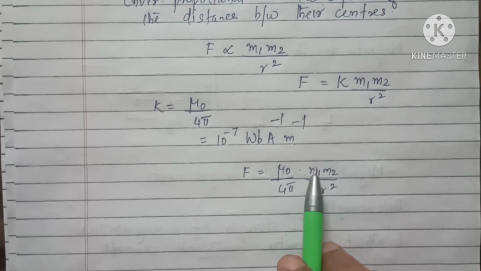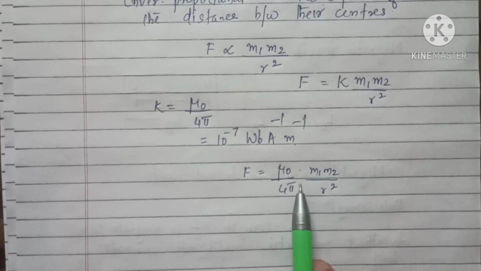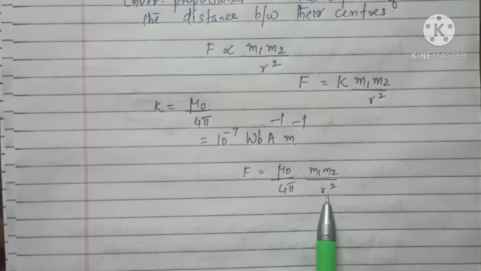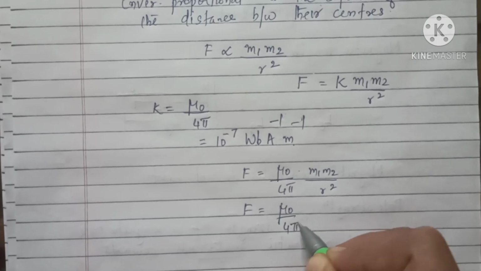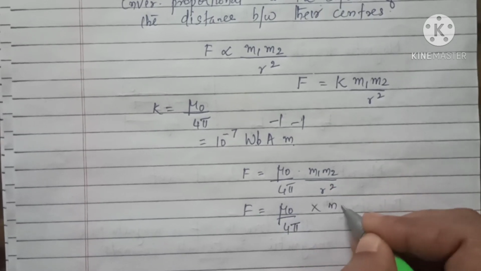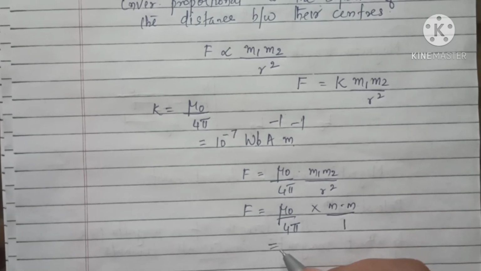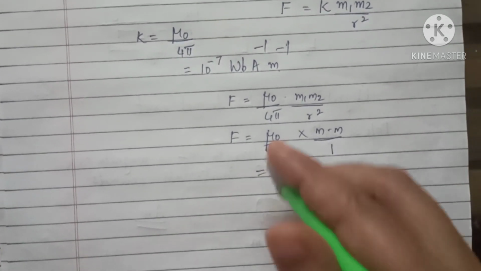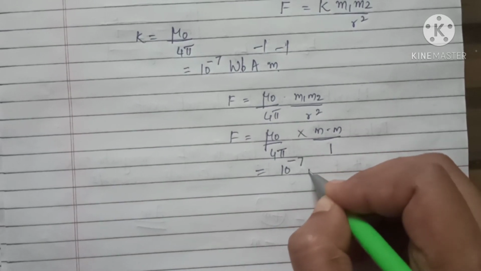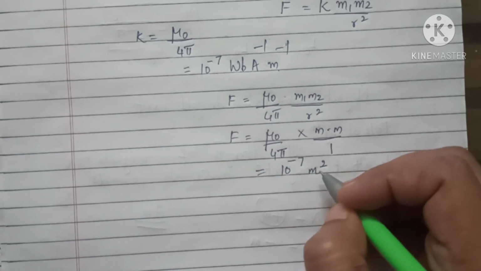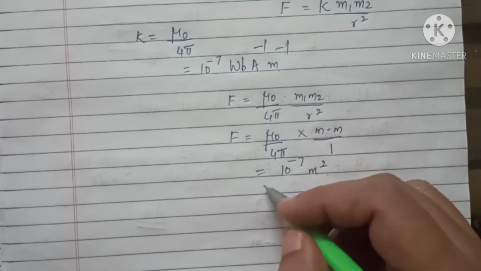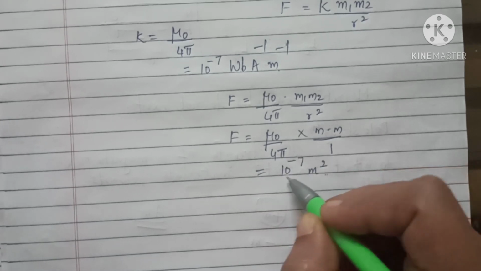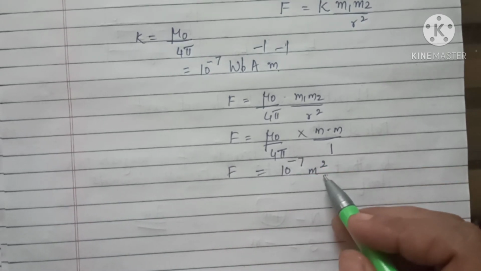Okay, suppose M1 equal to M2 equal to M and R equal to 1 meter. Okay, so what's the value of F? F is equal to mu naught by 4 pi into M into M divided by 1. So this value, you know, it is 10 raised to minus 7, 10 raised to minus 7 meter square. Clear? Clear for you? So F is equal to 10 raised to minus 7 meter square.